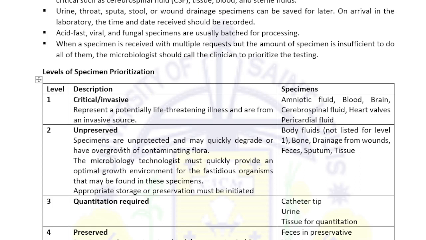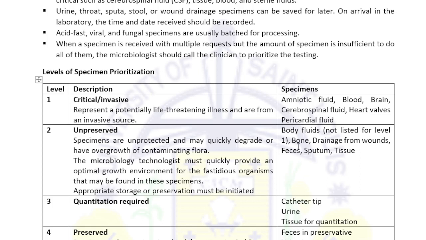Unpreserved. So, specimens are unprotected and may quickly degrade. So, sino yung kasama sa unpreserved? Okay, pwedeng bone, drainage from wounds, feces, sputum, and tissue. Sila yung next. Okay? So, critical, level 1, amniotic fluid. Second, body fluids that are unpreserved. Quantitation required, sila catheter tip, urine, tissue for quantitation, and next, and lastly, yung mga preserved specimen.